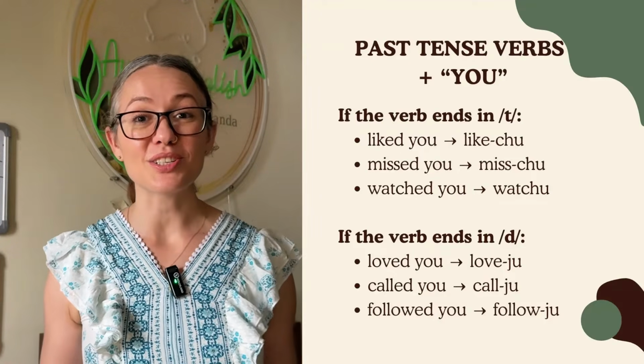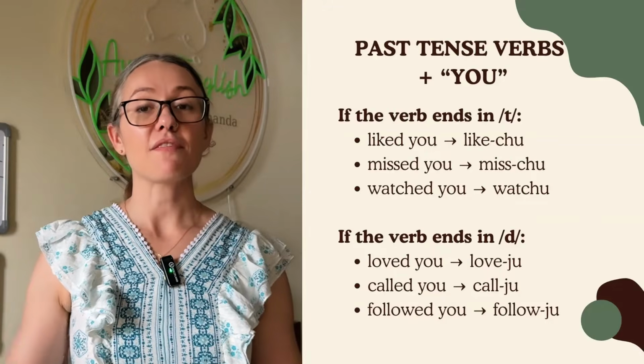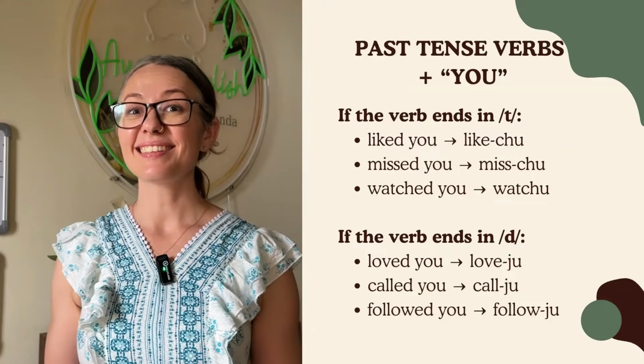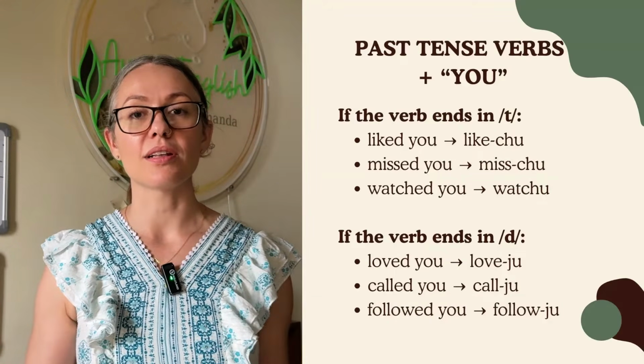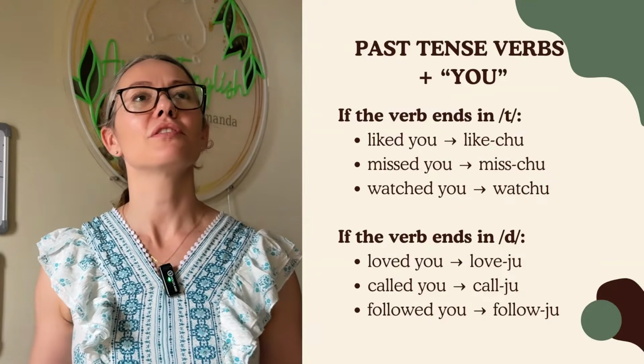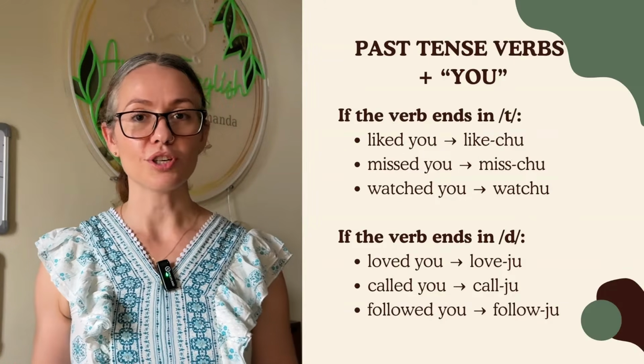I watched you give your speech at the seminar. It was amazing. Watched you. Now, if the verb ends in a d sound, it can coalesce into the j. For example, loved you. I loved you from the moment I saw you. Loved you. Called you.